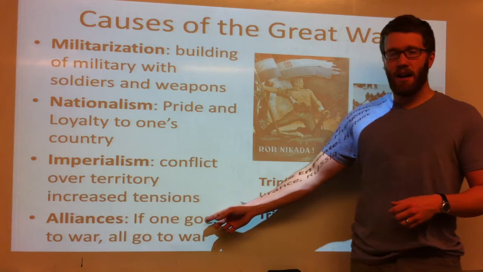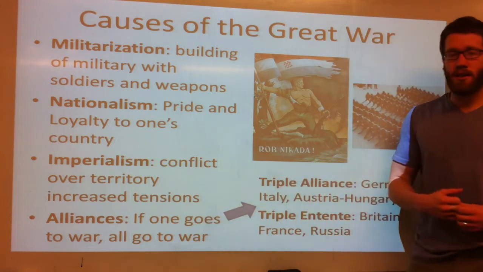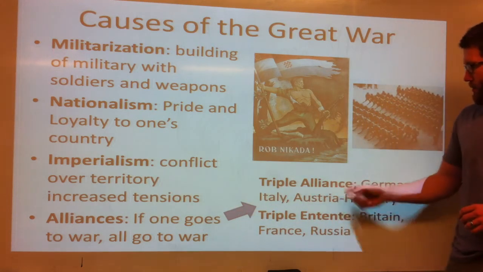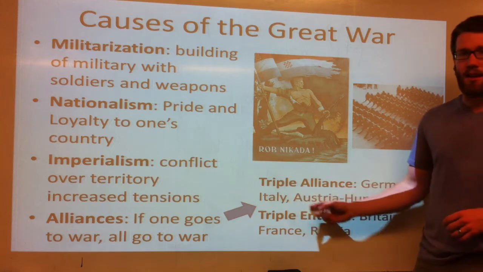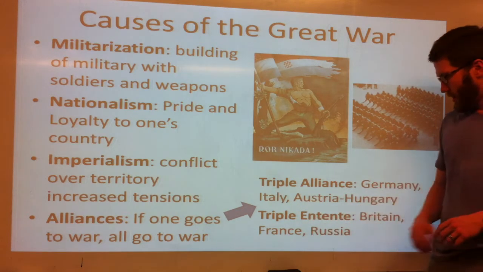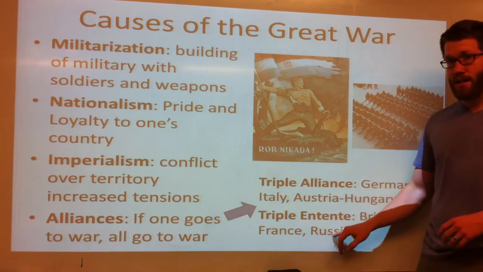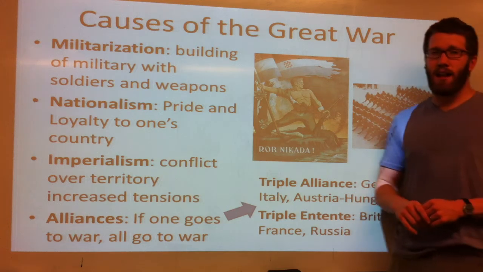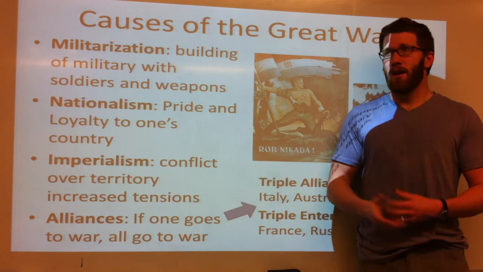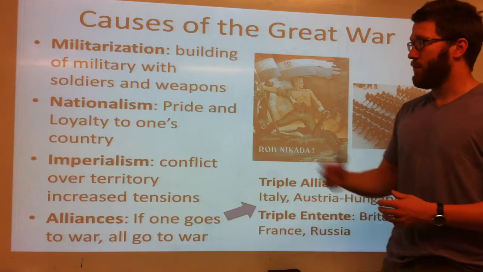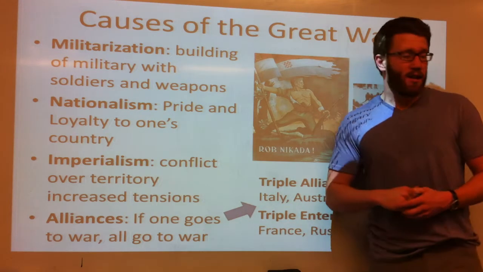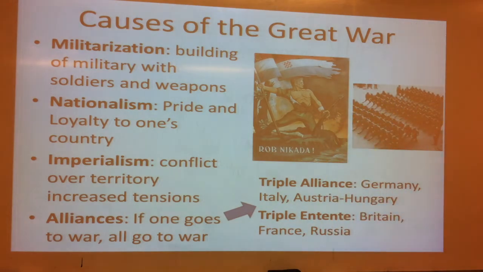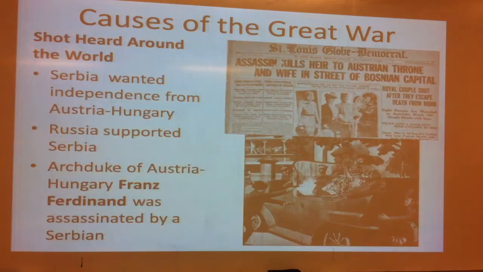And you also had alliances. There were two alliances that you really need to know about. The Triple Alliance, which is between Germany, Italy, and Austria-Hungary, and the Triple Entente, which is between Britain, France, and Russia. Okay? Now, these alliances, basically, if one person went to war, they'd all go to war in support of those people that they were allied with. So this gets a lot of countries involved in the Great War.